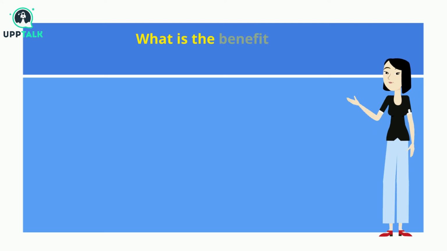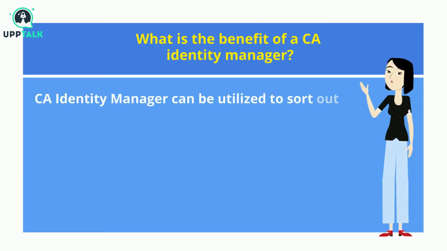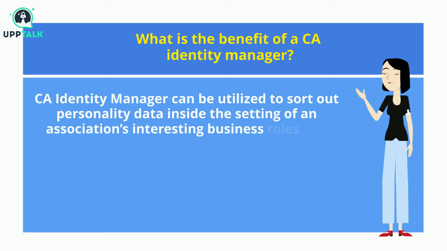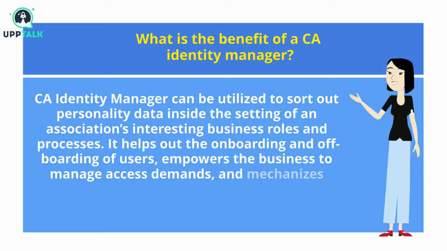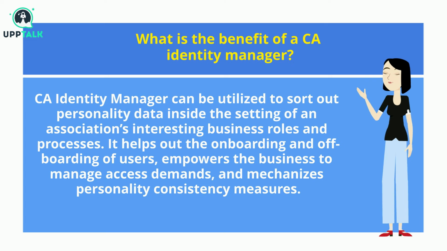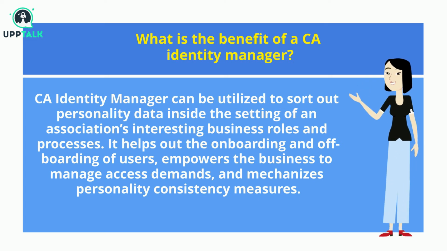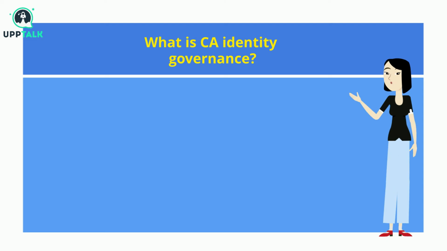What is the benefit of CA Identity Manager? CA Identity Manager can be used to organize identity data within the context of an organization's unique business roles and processes. It helps with the onboarding and offboarding of users, enables the business to manage access requests, and automates identity compliance processes. What is CA Identity Governance?